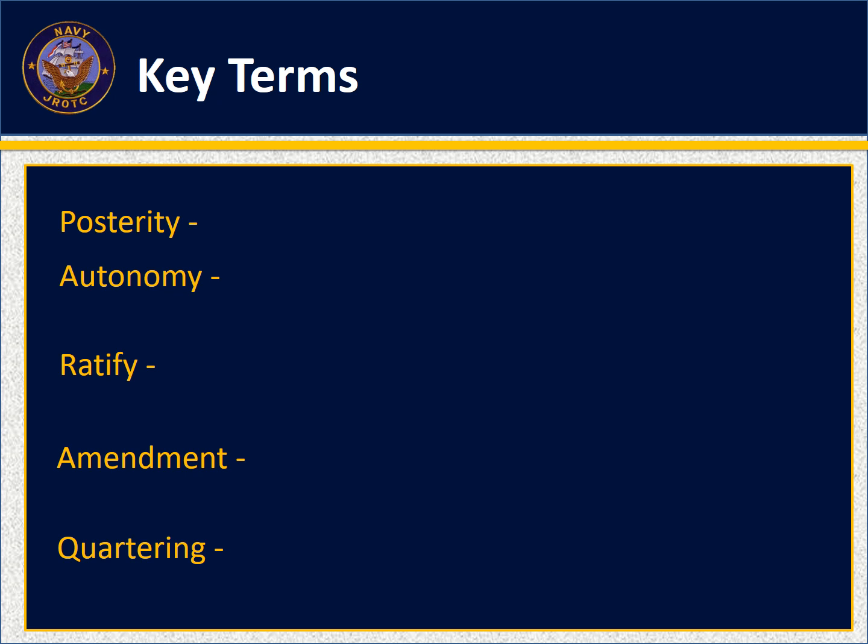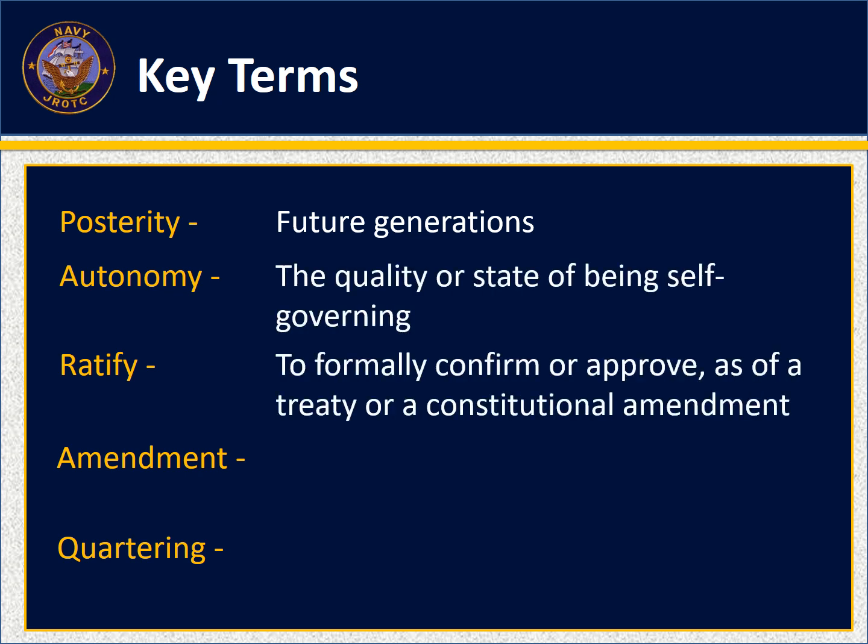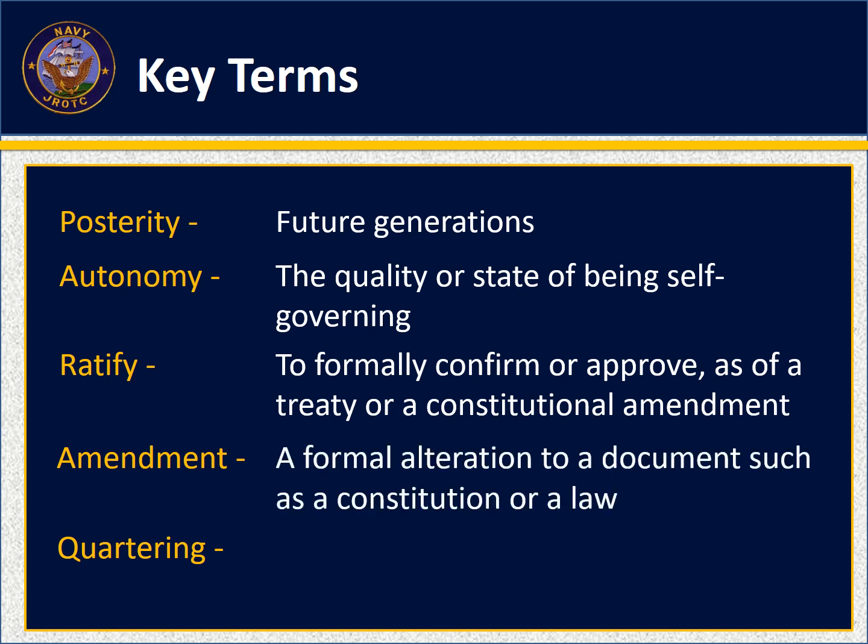Some of the key terms that we have. Posterity is future generations. So they establish the Constitution for ourselves and our posterity. Autonomy is the quality or state of being self-governing. To ratify means to formally confirm or approve, as of a treaty or a constitutional amendment. Amendment is a formal alteration to a document such as a constitution or a law, or a contract. We amend contracts all the time, but particularly in light of this lecture, we're going to be talking about amending the U.S. Constitution. Quartering is providing living quarters for soldiers.